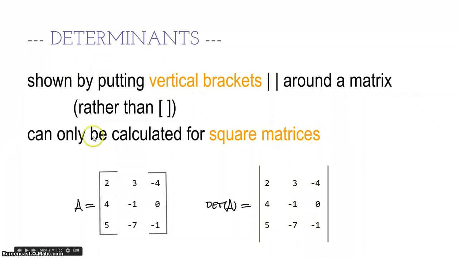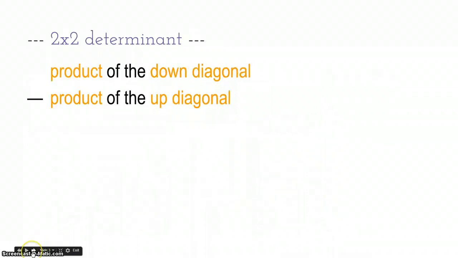Okay. Here's an example. Here's matrix A. To show that we want to calculate the determinant, det, of A, so we read this determinant of A, we put the vertical brackets around matrix A. Okay. Let's look at a 2 by 2 matrix first. So the determinant for a 2 by 2 takes the product of the down diagonal and subtracts the product of the up diagonal. Okay.